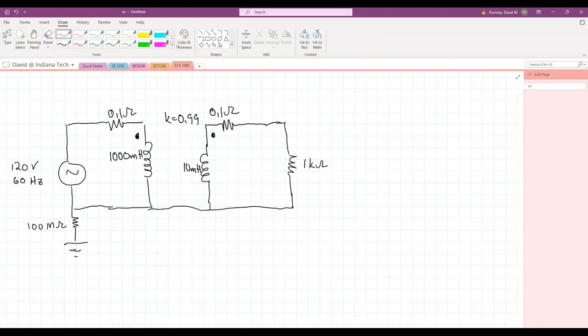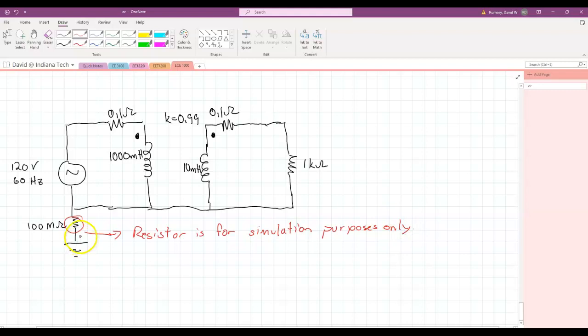Now let's talk a little bit about some of these things that we have here in the circuit diagram. This resistor, I circled the whole thing, including the ground there, so let me just circle the resistor. This resistor is for simulation purposes only.